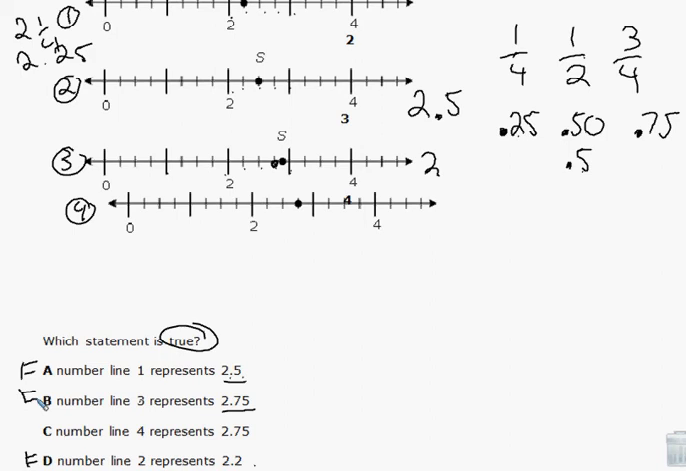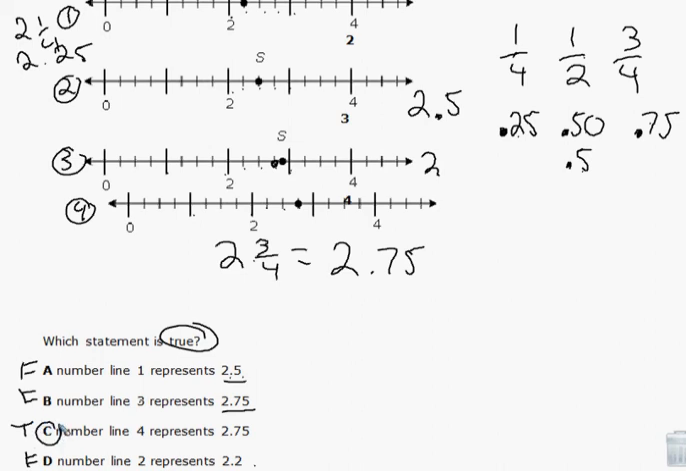So I'm hoping number line C, number line 4, is the correct representation. And we'll look at it again. That's 2 wholes right there. And it's 1, 2, 3, 3/4. 2 and 3/4. 3/4 is equal to 75 hundredths. So 2 and 75 hundredths. And that is a true statement right there. So C is our right answer.